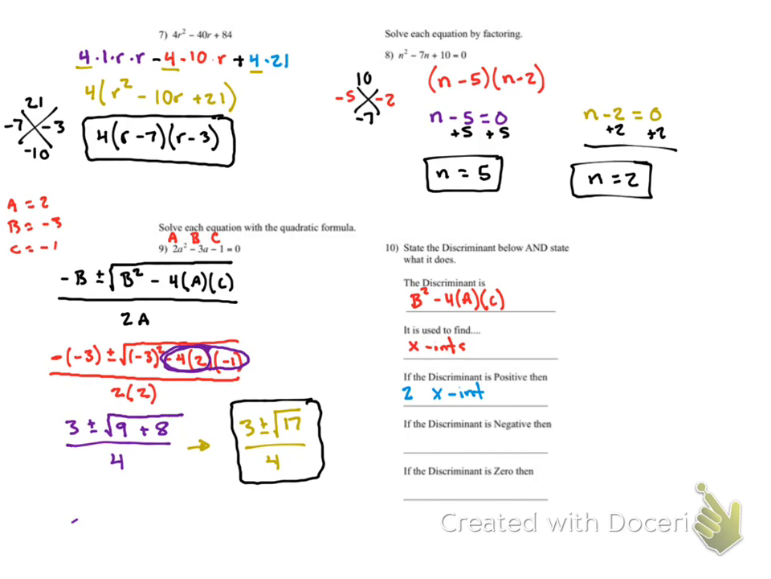Moving on. If the discriminant is negative, then you have no solution, or no x-intercepts. Then if the discriminant is equal to 0, then we have 1 solution, or 1 x-intercept.